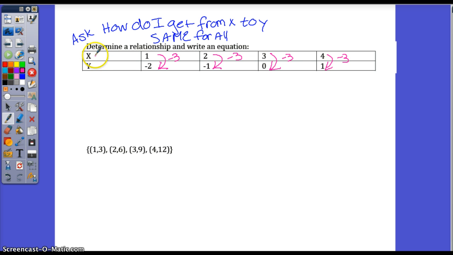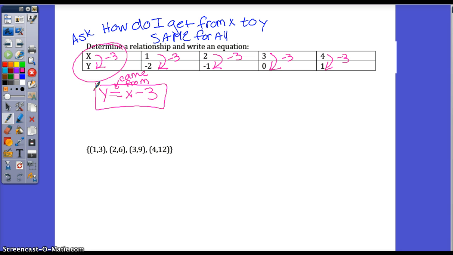So how did I get from x to y? I subtracted 3. And right here is where I get my equation. I know that y came from, wherever you say came from, that's your equal sign, x minus 3, and that's my equation. We could plug anything in.